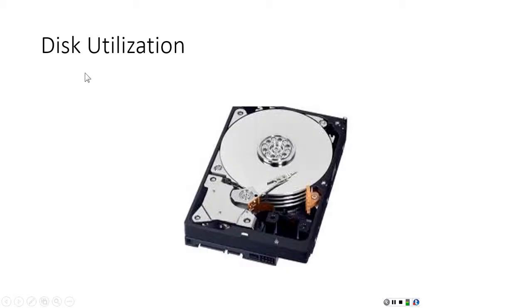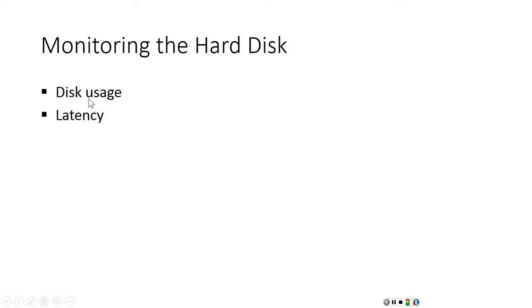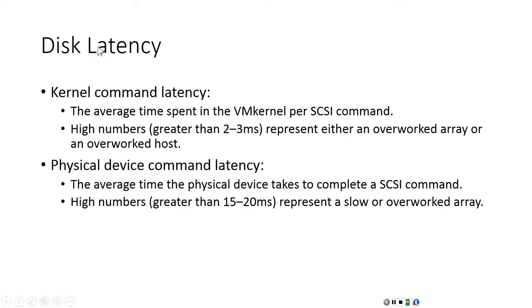Now let's look at disk utilization. We can look at disk utilization, and we can also look at latency. There are 2 types of latencies we're supposed to measure. The kernel command latency, which is the average time spent in the VM kernel per iSCSI command. High numbers, meaning greater than 2 to 3 milliseconds, indicate an overworked ESXi host. That's in the kernel on the ESXi host. And another key variable is physical device command latency. That's the average time the physical device takes to complete a SCSI command, and high numbers, meaning 15 to 20 milliseconds, indicate an overworked disk array.